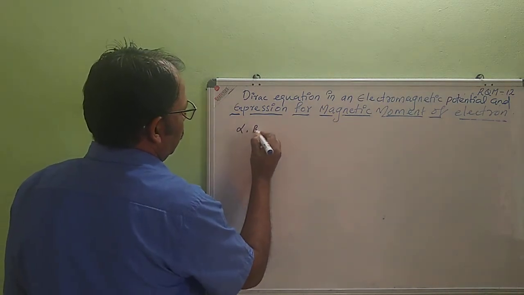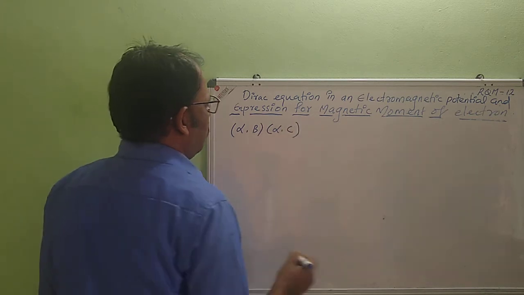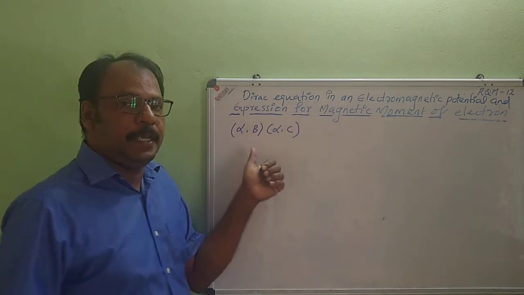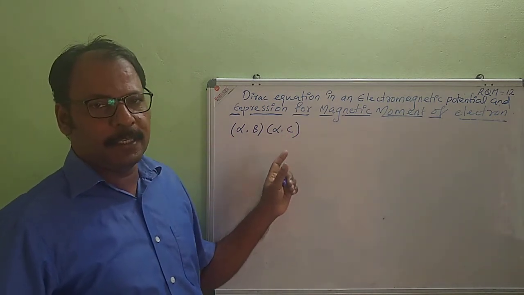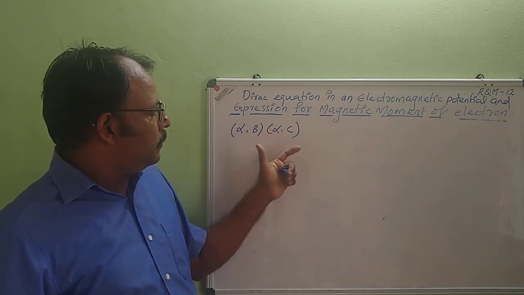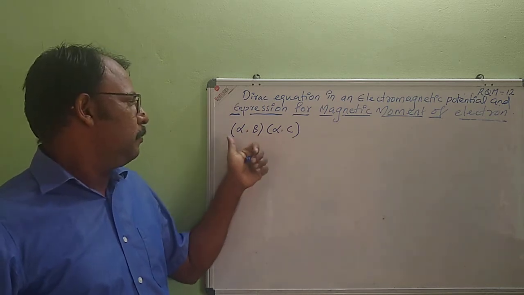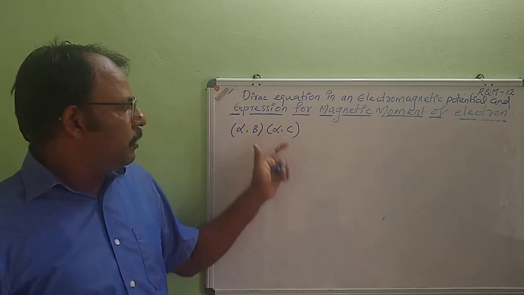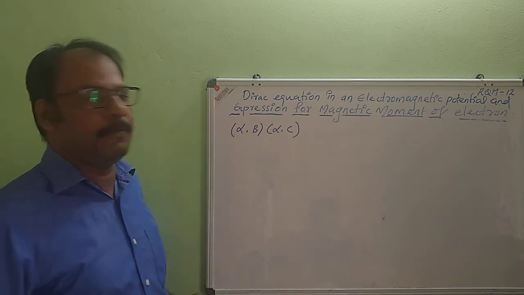alpha dot B into alpha dot C, where B and C are two operators. B is having components Bx, By, Bz. C is having components Cx, Cy, Cz. These B and C are operators commuting with alpha. They need not commute with each other, but they commute with the operator alpha.